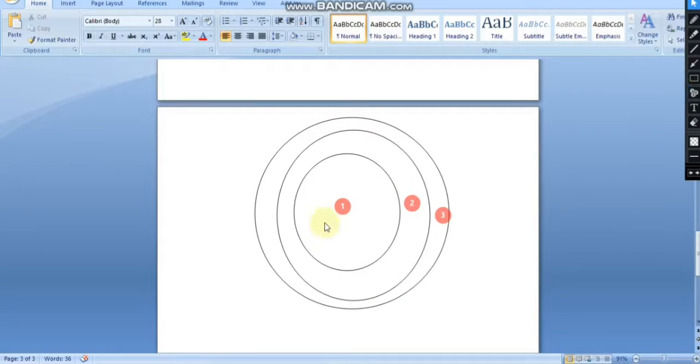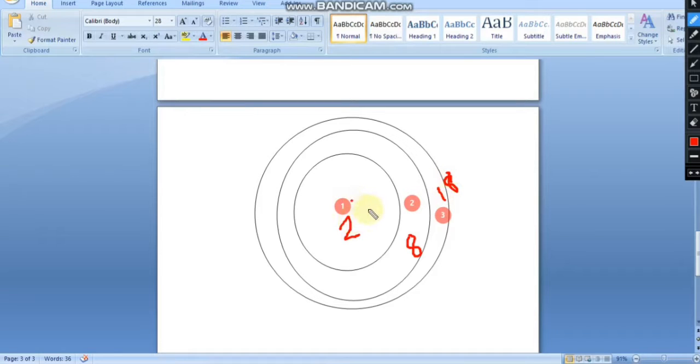Now friends, in the first orbit, the electron number should be under 2. What friends? Under number 2. The electron number should be under number 2. And in the second orbit, the electron number should be under number 8. Okay friends, what? Under number 8. And in the third orbit, the electron number should be under number 18.